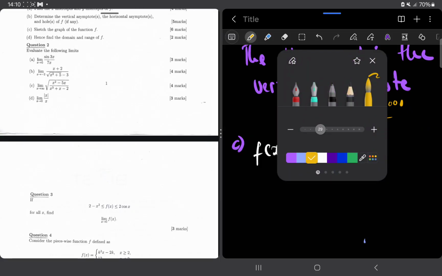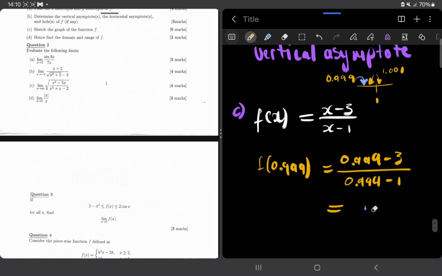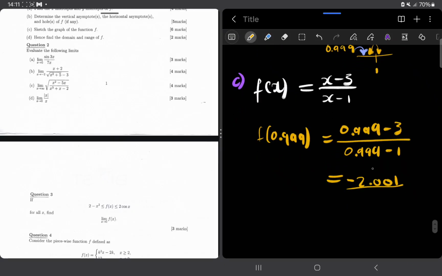Let's see. We are going to choose f of 0.999, which is 0.999 minus 3 over 0.999 minus 1. You put this in the calculator, you get negative 2.001 over 0.999 minus 1, which is negative 0.001. Okay, that is what you have. And if you put it in the calculator, you should get positive 2001.